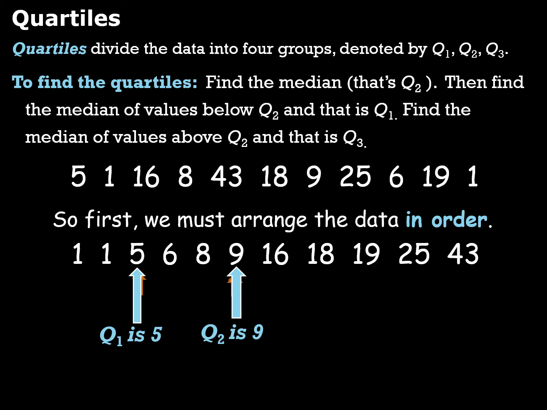And same thing on the other side. Again, we're not going to use 9 in order to find Q3. We're going to ignore the middle and just start with the 16 and 43 and go into the middle there and find that value. So that value is 19. So we would say Q3 is 19. So Q1 is 5, Q2 is 9, Q3 is 19.